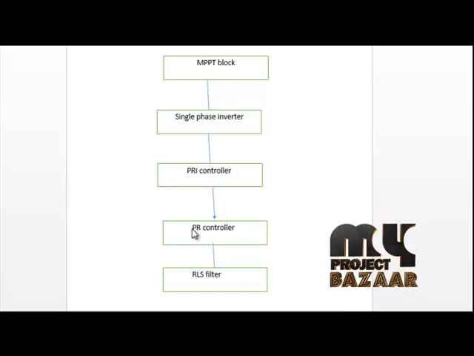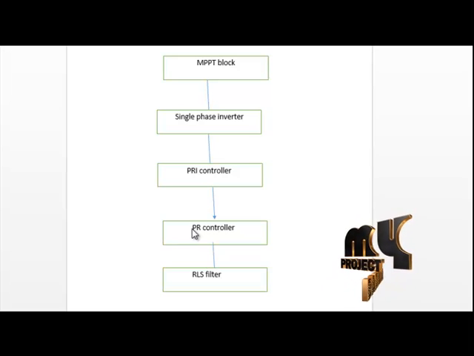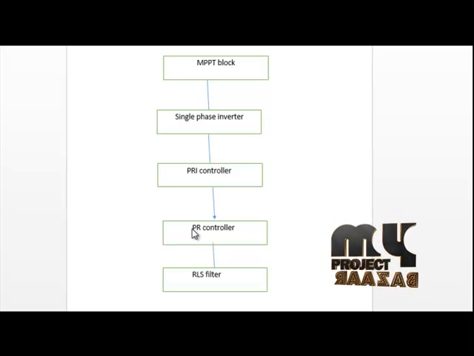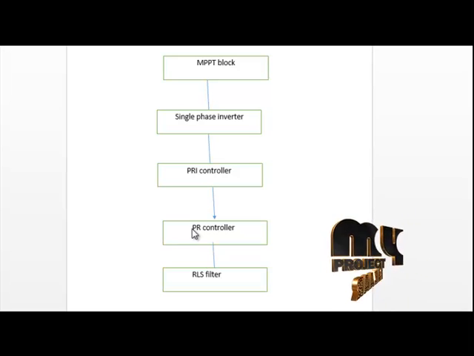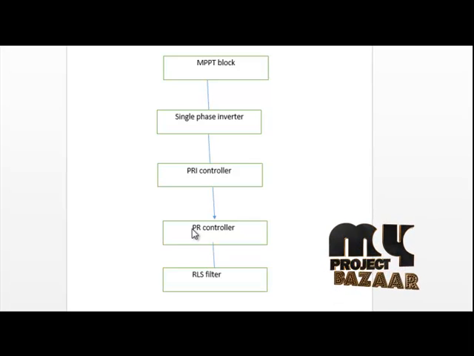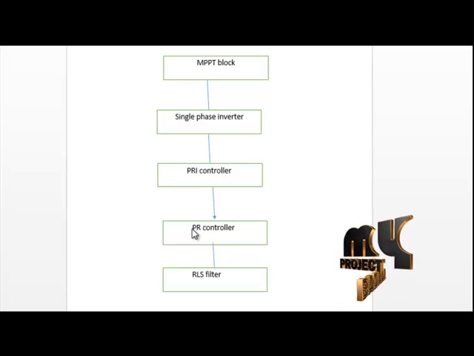And the next one is the PR controller. A proportional controller will have the effect of reducing the rising time and will reduce but never eliminate the steady state error. By only employing proportional control, a steady state error occurs.